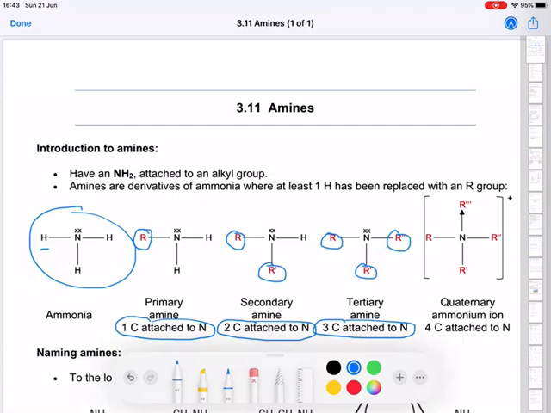Now, the thing about ammonia and the amines is that they have a lone pair here, which means that they can form a dative covalent bond to another R group. We'll look at how that happens a little bit later on. In this one here, we've got 1, 2, 3, 4 alkyl groups. So this is a quaternary, but it's not an amine anymore because it's got a positive charge here. We call it the quaternary alkyl ammonium ion, okay?